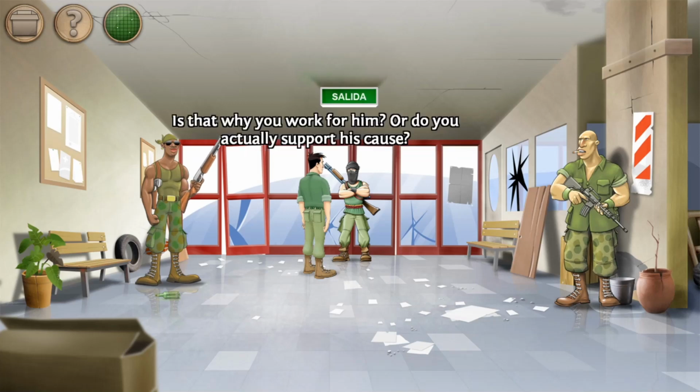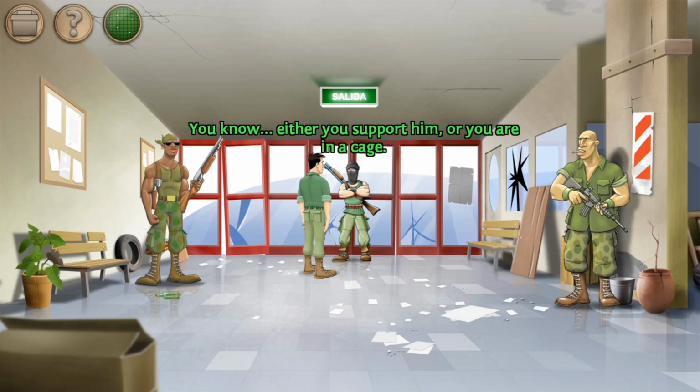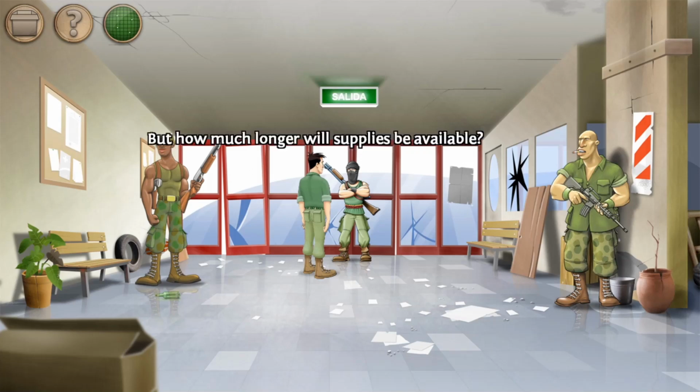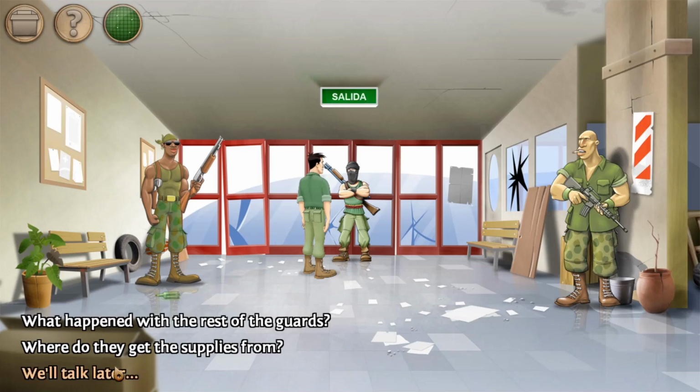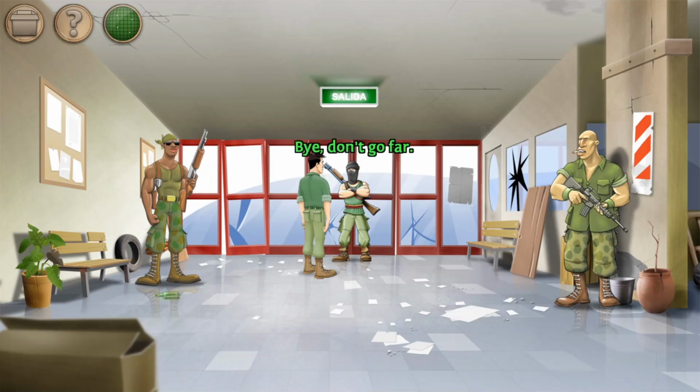Is that why you work for him? Or do you actually support his cause? You know, either you support him or you're in a cage. There's no choice. But how much longer will supplies be available? I don't know. I don't think for much longer. But it's obvious that Sergio is up to something. We'll talk later. Bye. Don't go far. I don't trust those new guards.